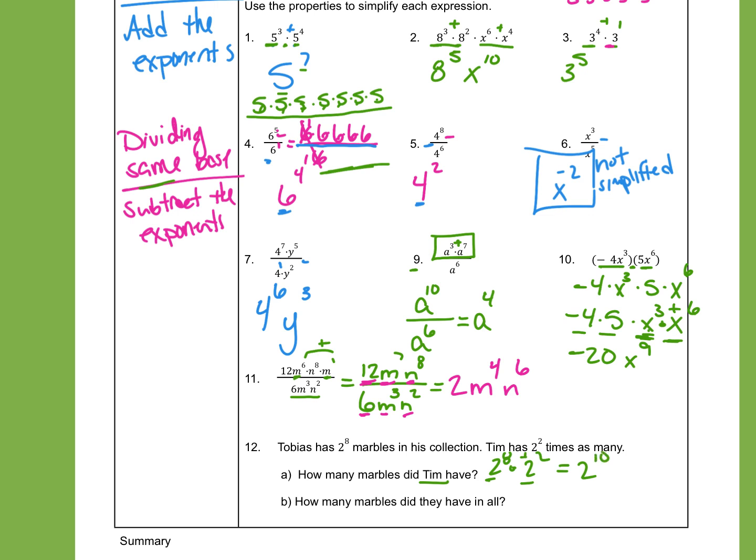How many marbles did they have in all? Well, let's think back to those fake numbers again. One of them had 8, and one of them had 16. How would I find out in all? Would I have to add those together? So we can use that. Now I know I have to add. So Tobias had 2 to the 8th plus Tim, we found, now has 2 to the 10th. We haven't found any rules for addition. Our rules are only for multiplying and dividing. So we're just going to go ahead and leave this like this. If we needed to actually solve this problem, you would do 2 to the 8th, and you would do 2 to the 10th, and you would add those two values together.